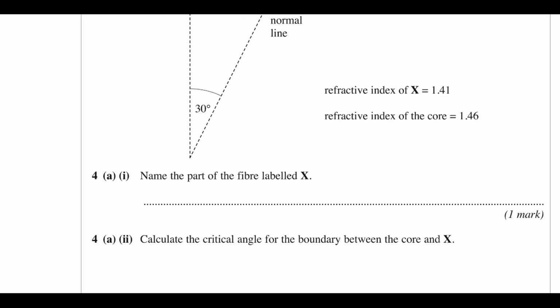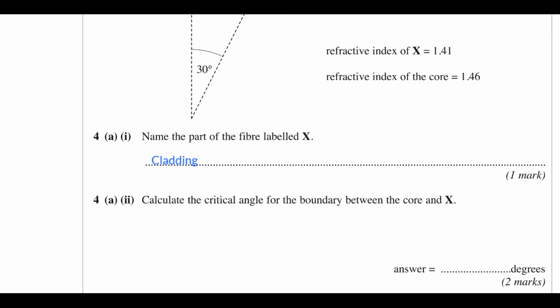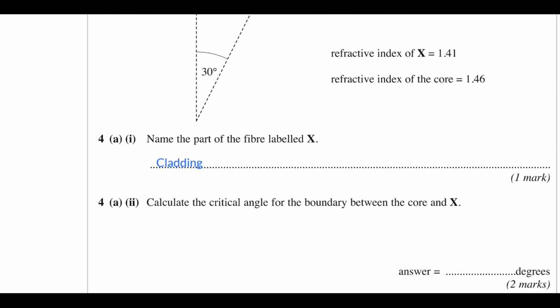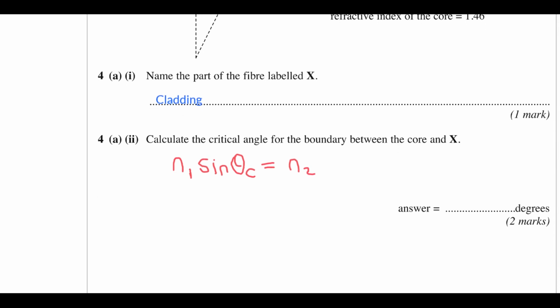Name the part of the fibre labelled X. So that is the cladding, because it's on the outer part of the optical fibre. And then it wants us to calculate the critical angle for the boundary between the core and X. So it's going from the core to X. So your equation for the critical angle is this one right here, because the angle of refraction is 90 degrees.